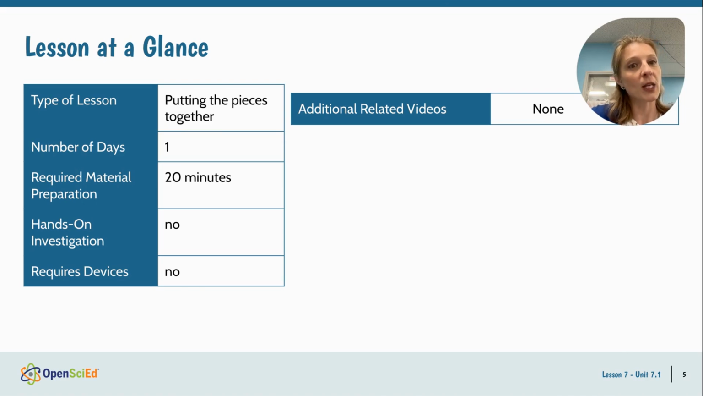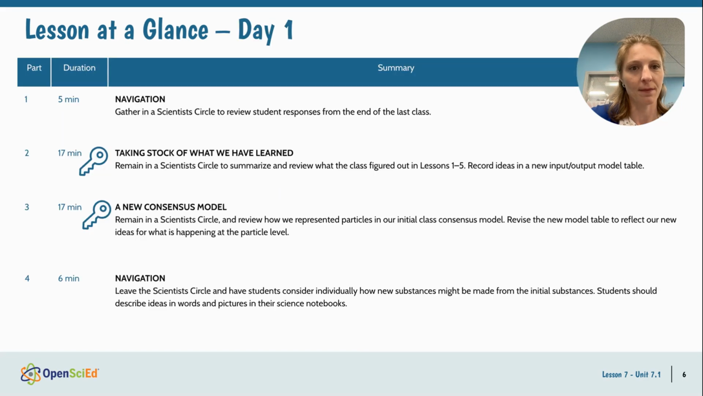This lesson is what we call the putting the pieces together lesson. It takes about 1 day and requires about 20 minutes of prep time, and there is no hands-on investigation in this lesson. We begin the day by starting in a science circle. The students are asked to take stock of what we've learned from lessons 2 through 5. We update a model, and then we open up the model and begin to revise from our initial class consensus model and revise the particles to what we now think the particles might be doing.